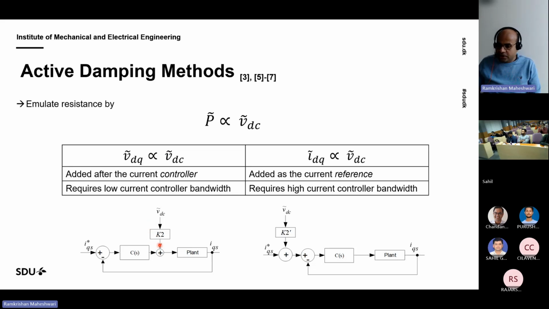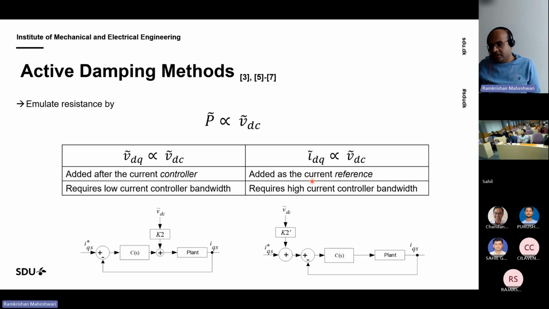DC link disturbance on the voltage side, then it is added after the current controller. So the current controller will see this as a disturbance. And if the current controller has a high bandwidth, it will try to nullify the effect of this disturbance. So we need a low current controller bandwidth so it does not see the disturbance added here. So that is one thing we have to be careful about if we implement this.